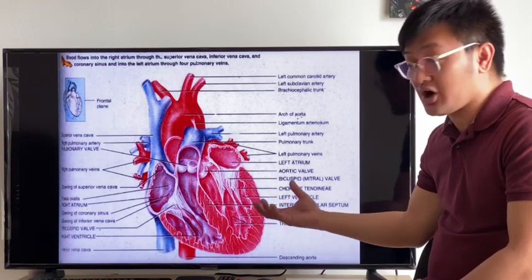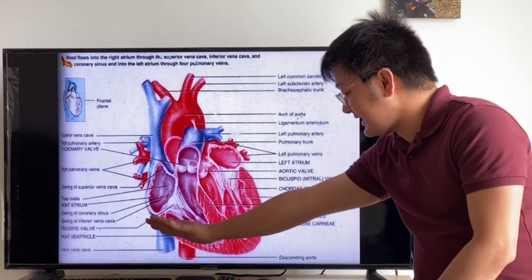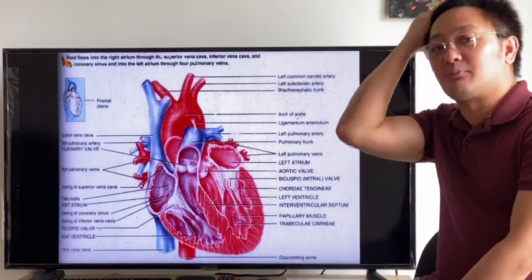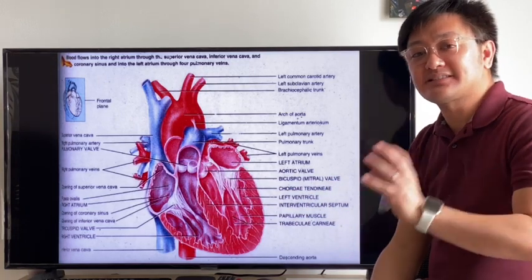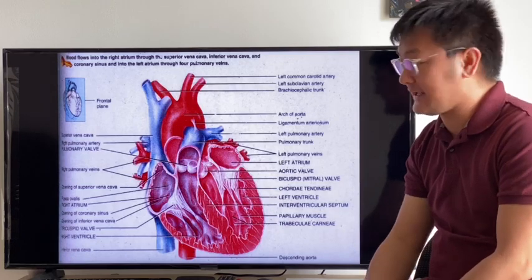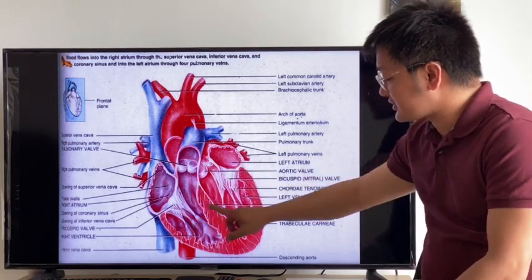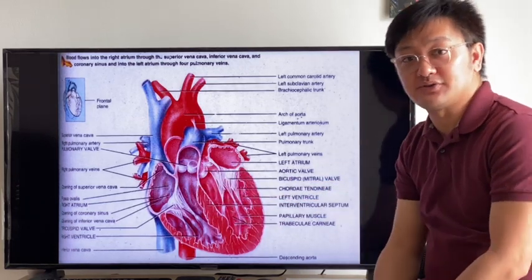This structure, the heart, is divided into two sides. We have the right side and the left side of the heart. These two sides are separated by a membrane called the septum, okay? And inside the heart, it has four chambers. You have the right atrium, the left atrium, the right ventricle, and the left ventricle. So basically, we have two atria and two ventricles, okay?